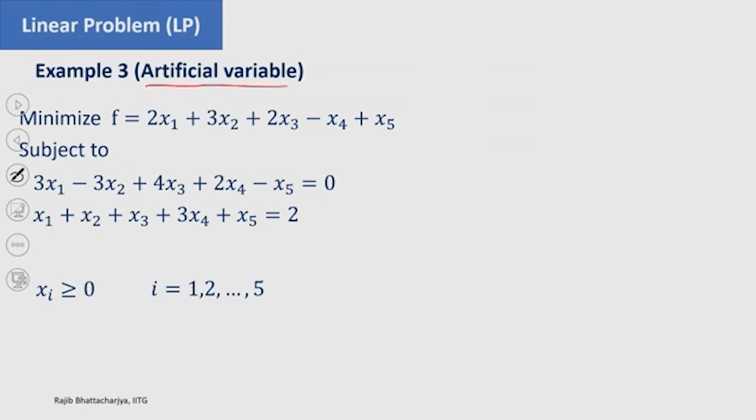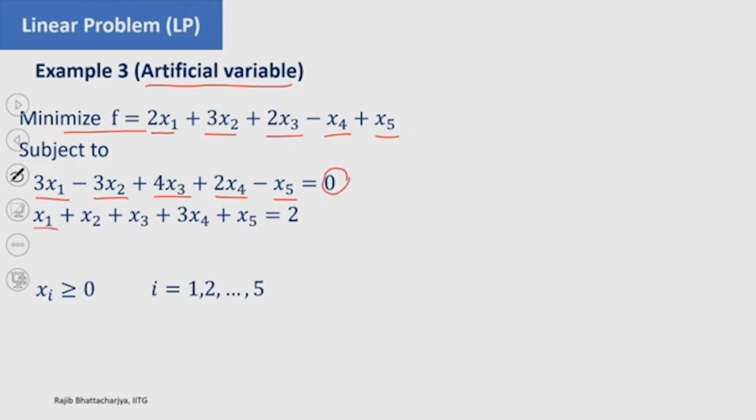I have not discussed what is an artificial variable, but in this problem I will discuss it. The objective function here is a minimization type objective function, that is f equal to 2 x1 plus 3 x2 plus 2 x3 minus x4 plus x5, and subject to two constraints. The constraints are 3 x1 minus 3 x2 plus 4 x3 plus 2 x4 minus x5 equal to 0.